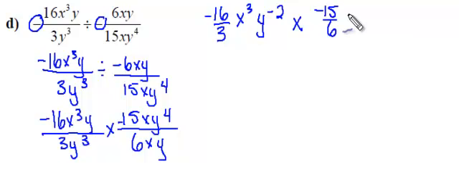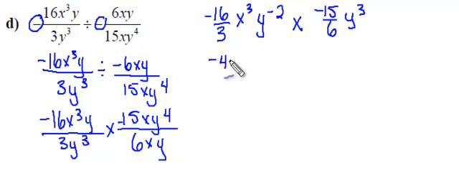Y, we have a y both top and bottom. We have y to the exponent 4 divided by y to the exponent 1. That's like taking 4 minus 1, so we would rewrite that as y cubed. Now I can just multiply straight across. So multiplying the coefficients, negative 16 over 3 times negative 15 over 6. If you put that in your calculator and then you change it back to a fraction, you would come out with negative 40 over 3.